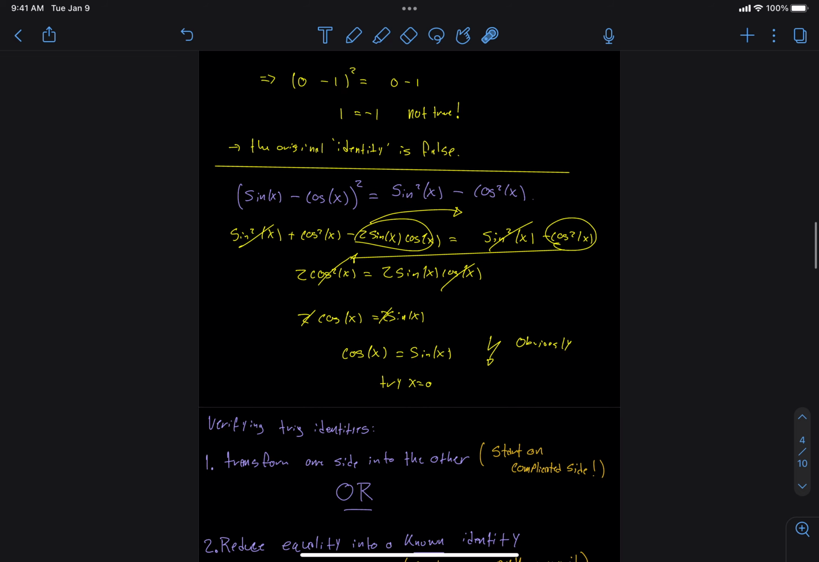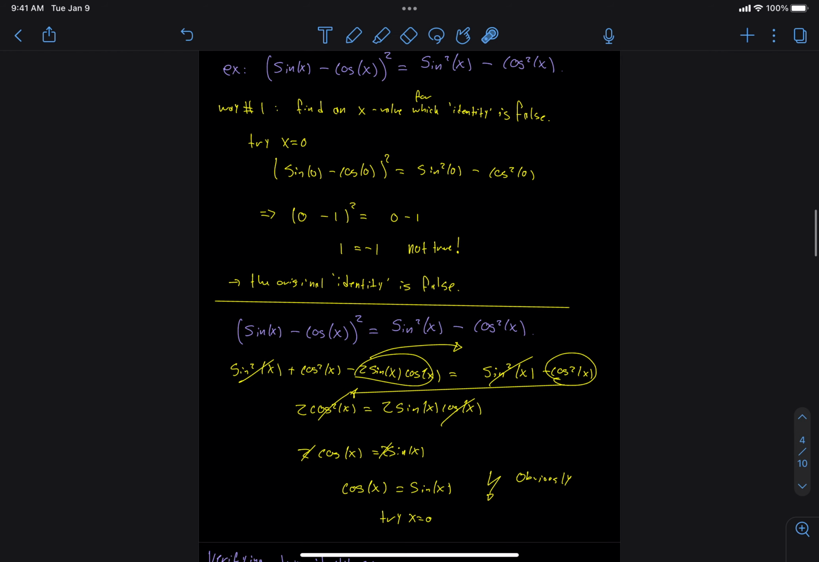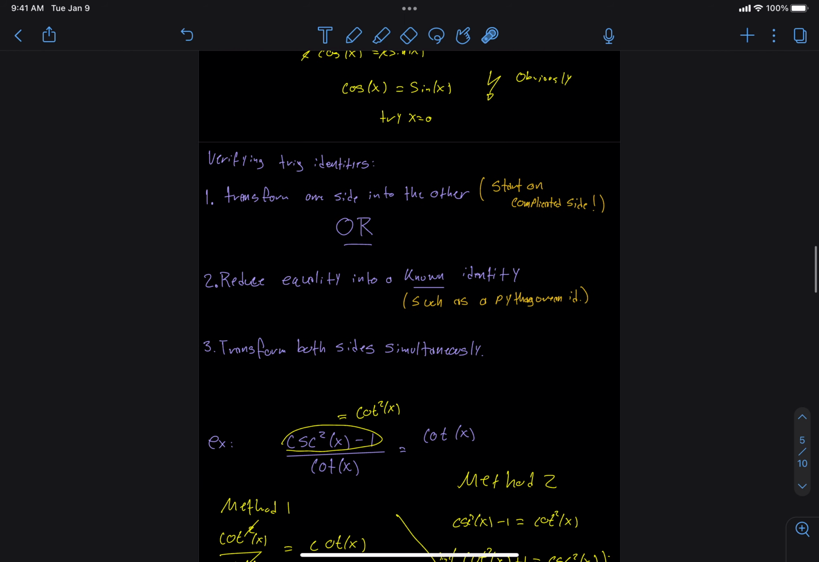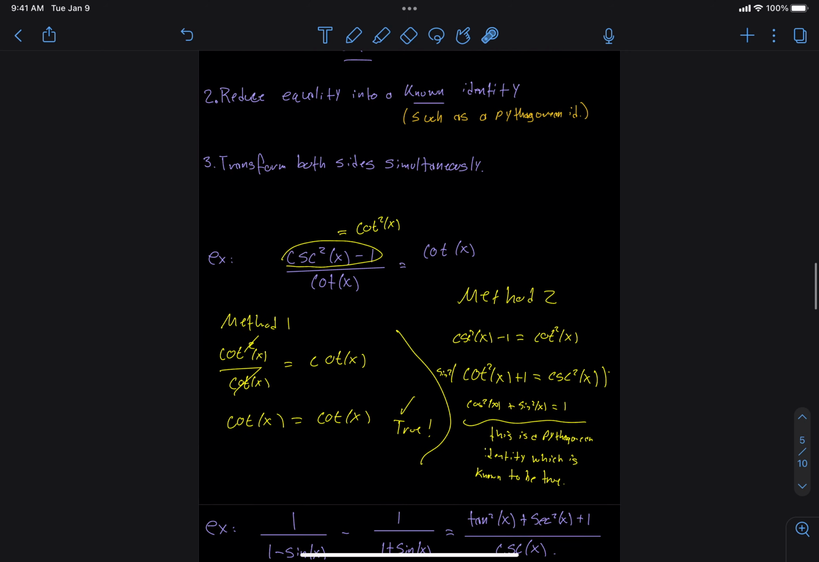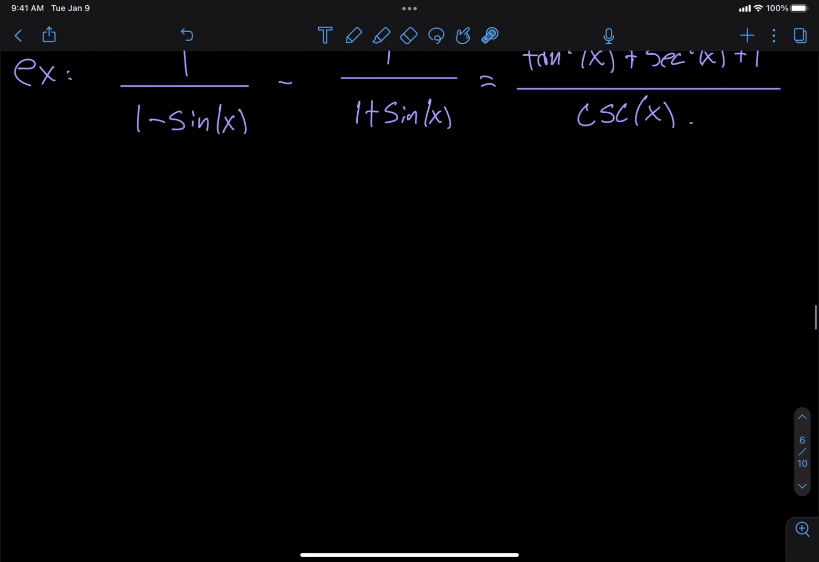Any questions on what we've done so far vis-a-vis disproving identities? I say identities because they're like a proposed identity, but they're not an identity because they're false. They would be an identity if it was true. And then verifying identities where we transform one side into the other. Any questions on that so far? Okay, then I'm going to do an example problem, and then we're going to do partner practice.